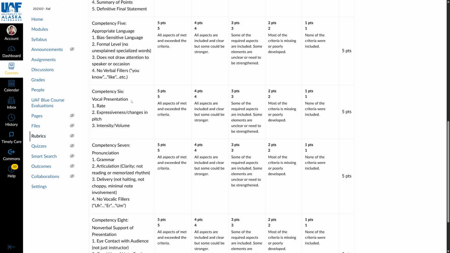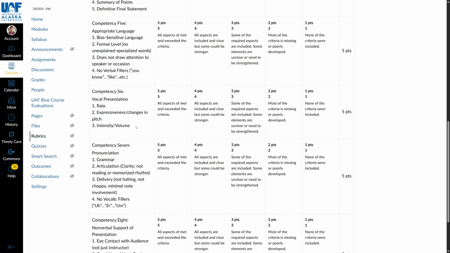Vocal presentation, this is the sound of your voice. How does your voice sound? How fast or slow is it? How expressive is it, or lack of expression, depending on what you're going for? Changes in pitch that might be helpful or unhelpful for your speech. We'll talk later about how to use expressiveness depending on the topic that you have and what emotion you're trying to get your audience to feel.